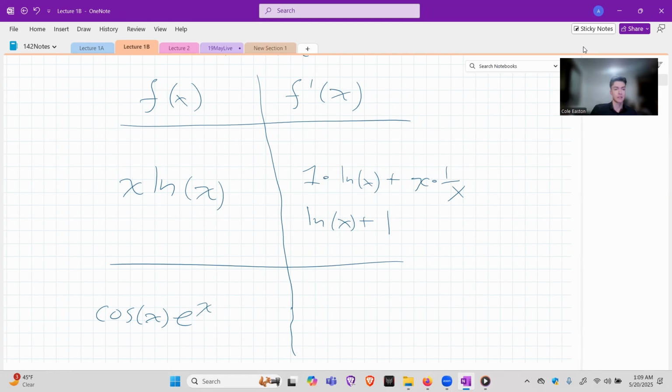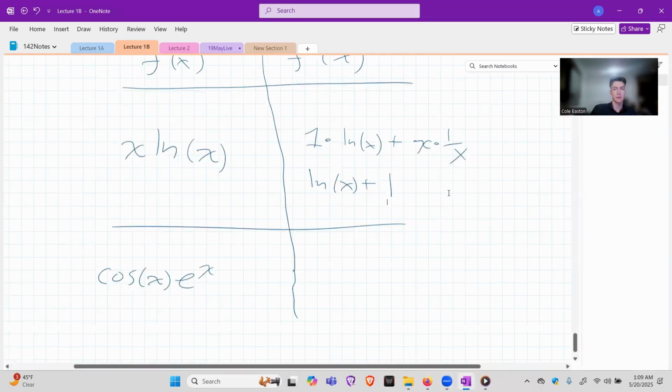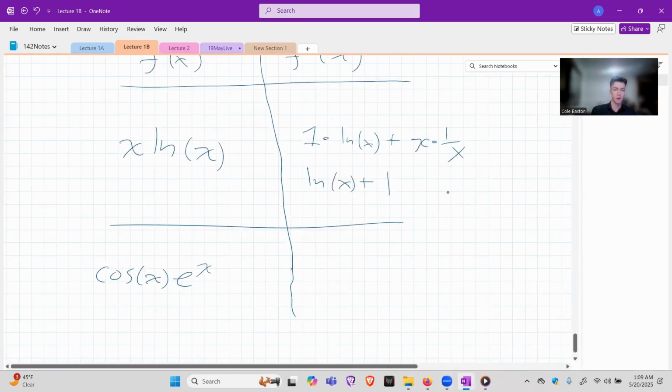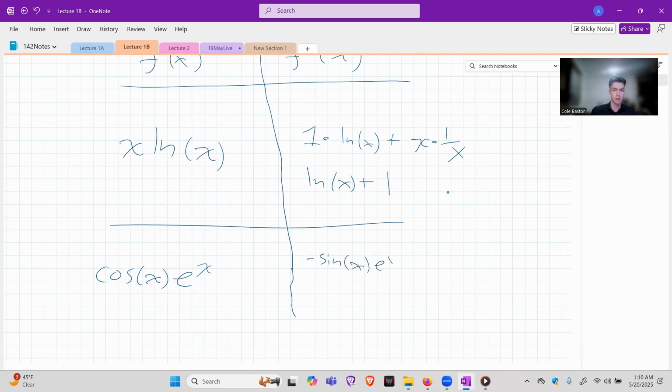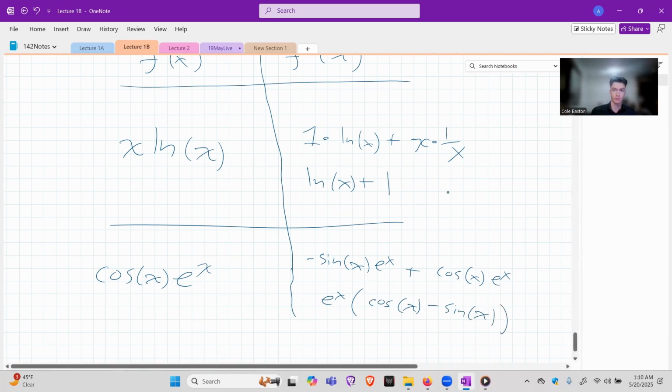Okay. Our next example is cosine of x times e to the x. So the derivative of cosine of x is negative sine of x times e to the x plus cosine of x times the derivative of e to the x, which is just e to the x. And so if I wanted to, I could factor out an e to the x, and then I'd have negative sine of x plus cosine of x. And I'm just going to rewrite that in the other order so I don't have to have a negative first. So there is my derivative.